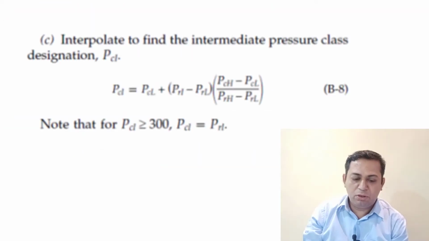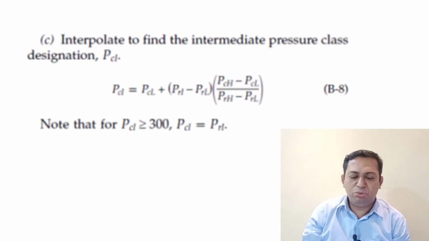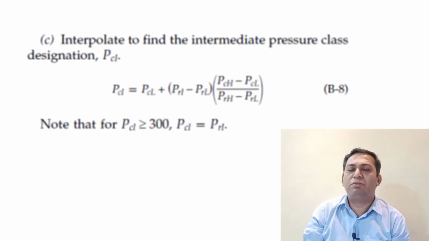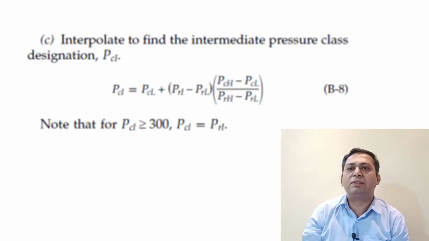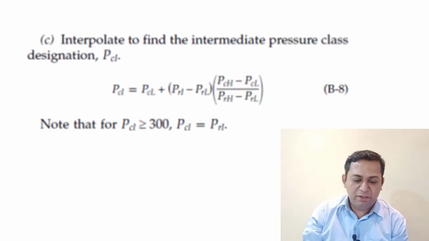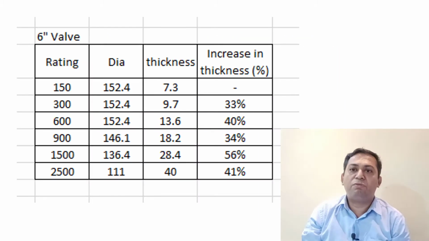We will ignore this equation because it is applicable for pressure classes 150 and 300 only. However, it is not advisable to go for intermediate rating for 150 or 300 rating. Ideally, it is suited for, say, 900 and above class. The reason is that if you see the increase in thickness, it's around 40% for each rating.